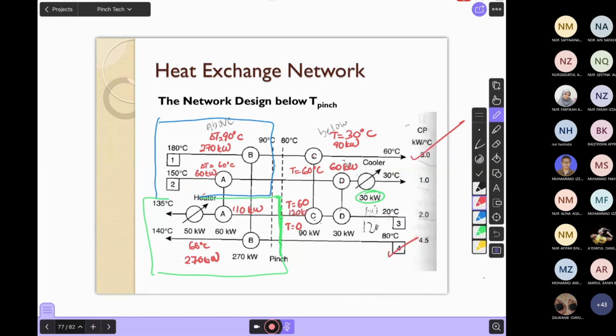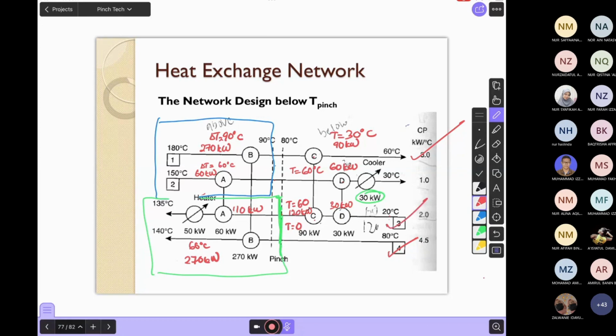120 kilowatt. Okay. So sekarang tinggal 30 kilowatt. Okay. Tinggal 30 kilowatt. Okay. So 30 dengan 60 kilowatt. Maka settle lah stream number 3.